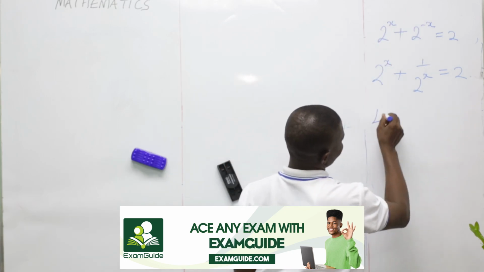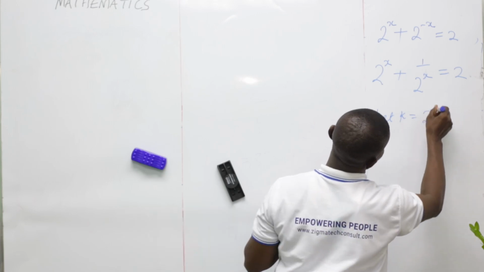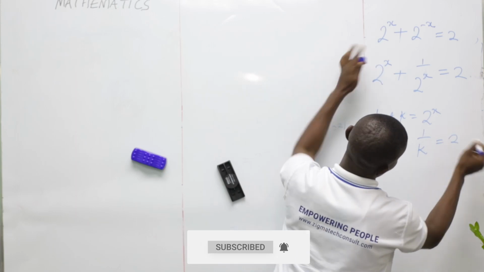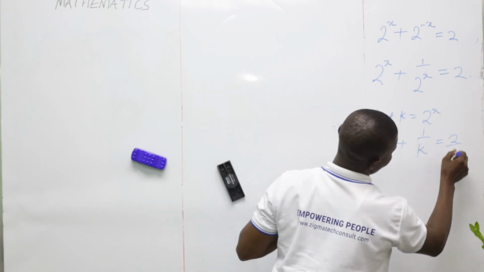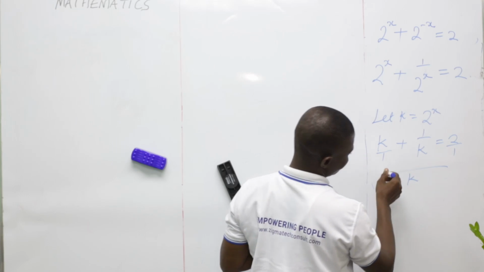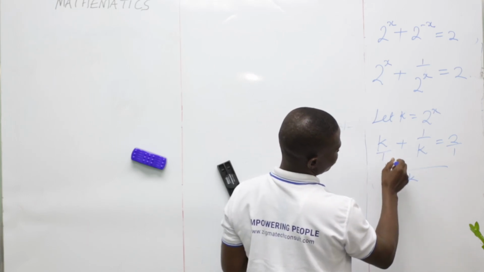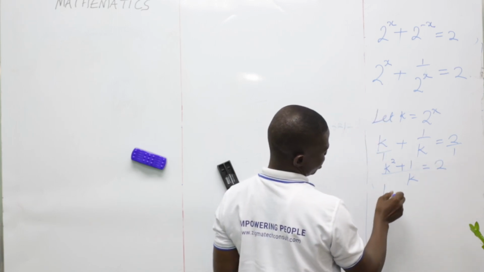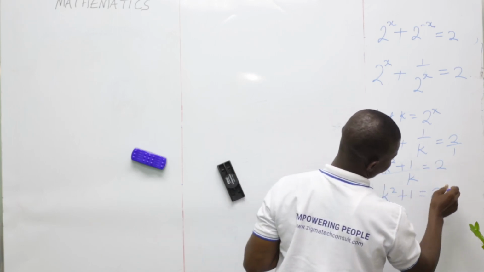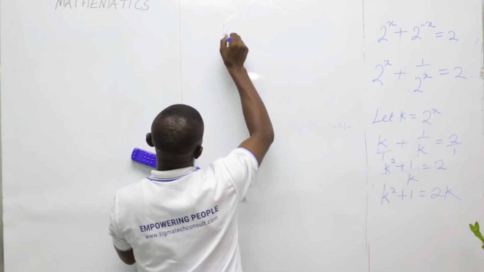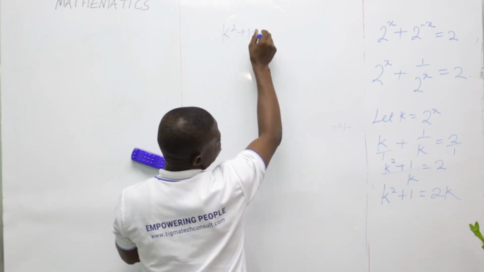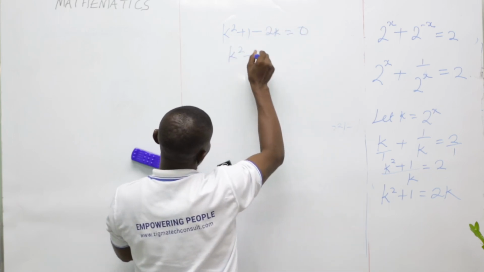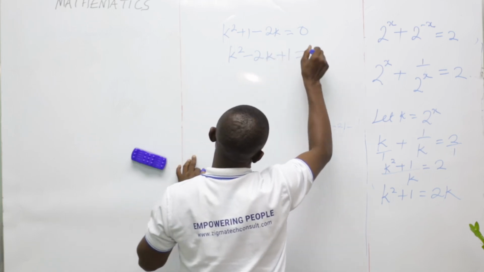Now let k equals 2 power x. So here is k plus 1 over k equals 2. Make this 1 over 1 over 1. Our LCM is k. K into this, meaning k times k squared plus 1 equals 2. Cross multiply: k squared plus 1 equals 2k. What are we saying again? K squared plus 1 minus 2k equals 0. K squared minus 2k plus 1 equals 0.